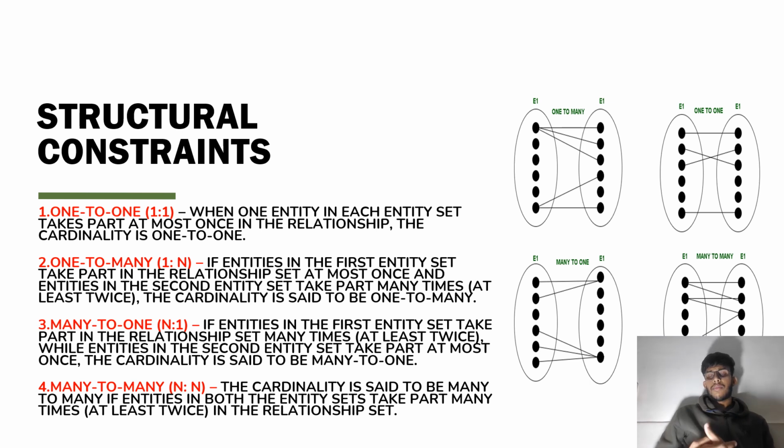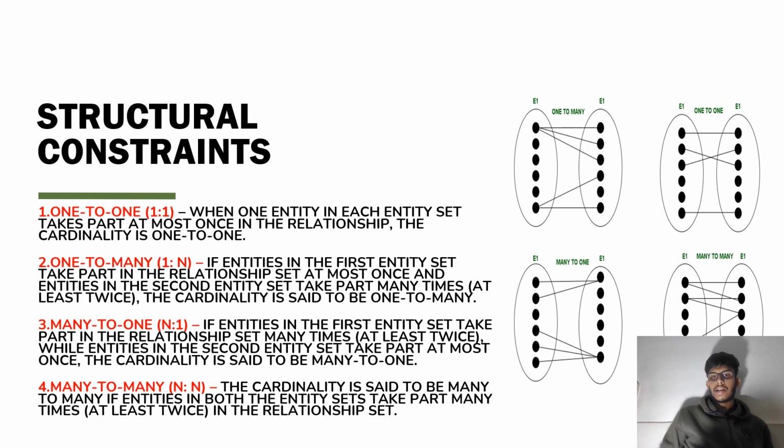Many to one means that the attributes of the first entity are connected with only one in the second entity, but different attributes of the first are connected with the same entity in the second entity set. Then it is said to be many to one. You can see here that two different entities of this entity set are connected with only one entity of this entity set. Again, these three are connected with only this one. So this is said to be many to one cardinality.